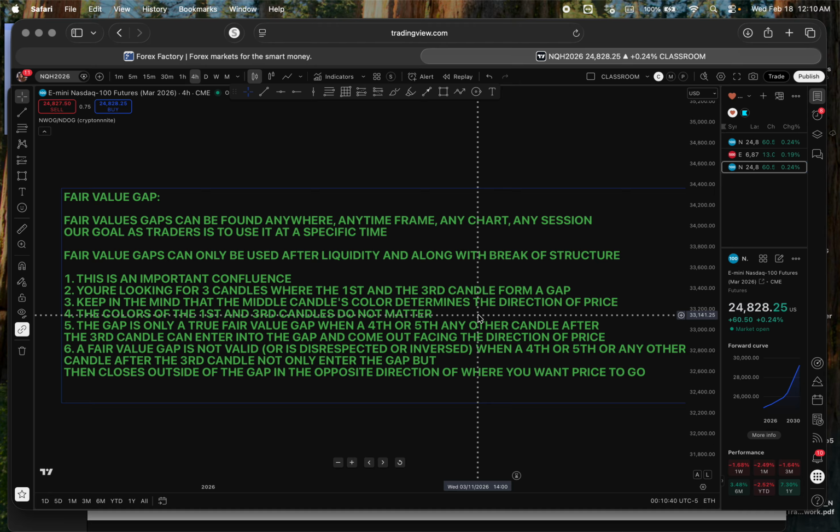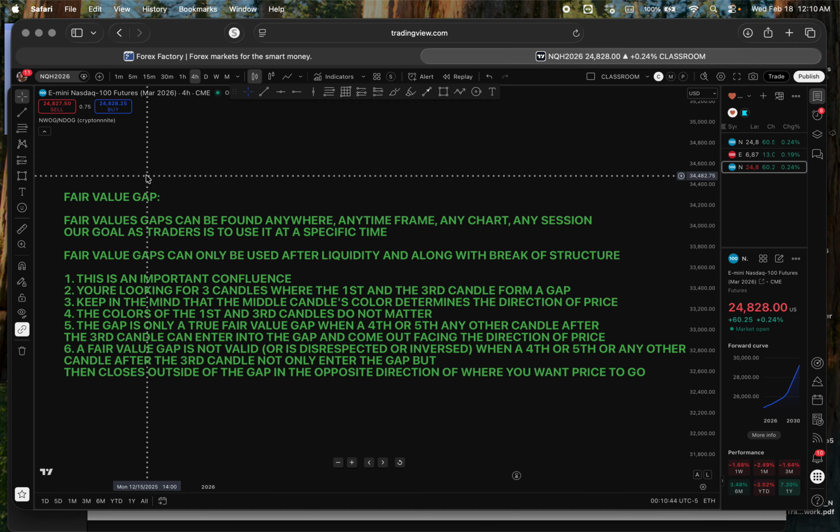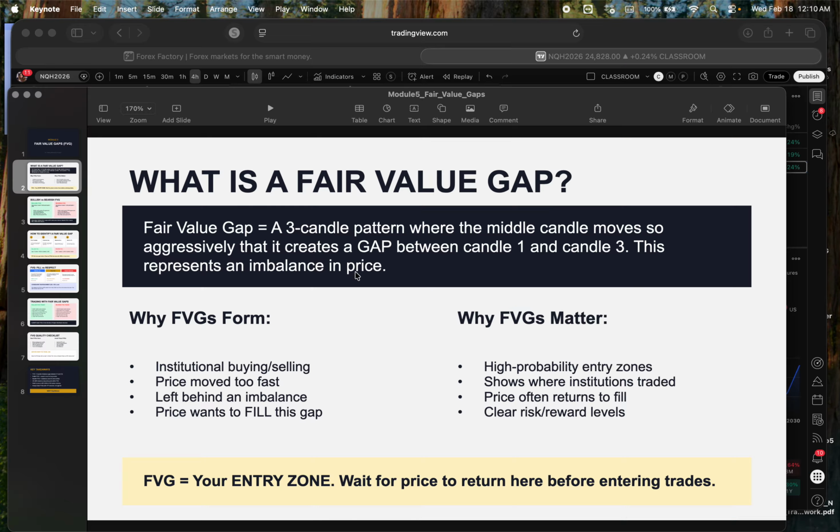I'm going to time myself so I stick to 15 minutes or less of talking about fair value gaps. A fair value gap is a very, very important confluence that we use to enter into trades. I almost never enter into a trade without this confluence. It's that important. I'm going to be repetitive in this 15 minutes, but it's important that you know that so that you are successful in trading.